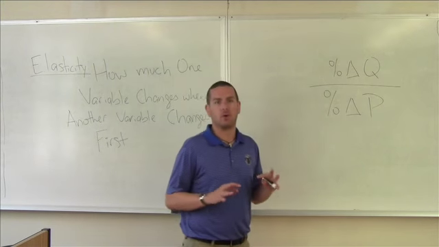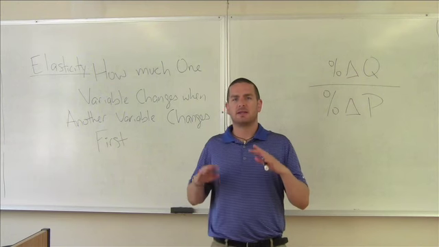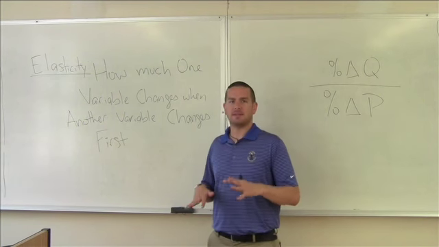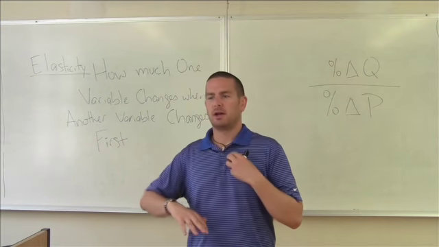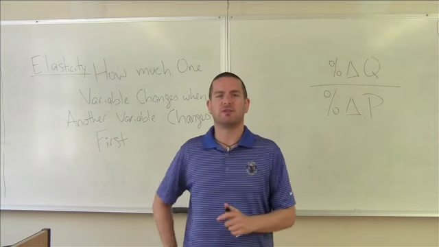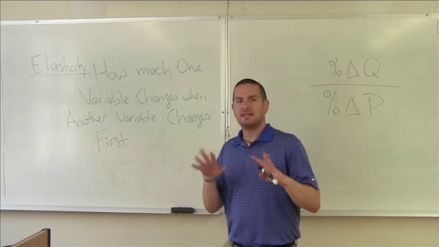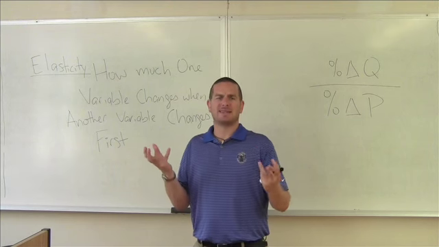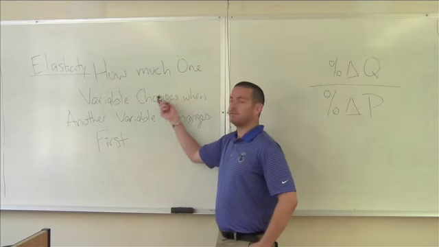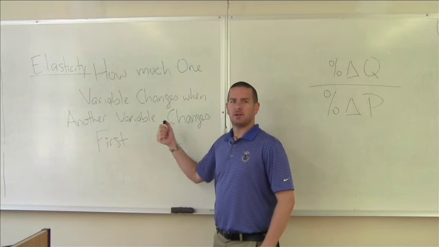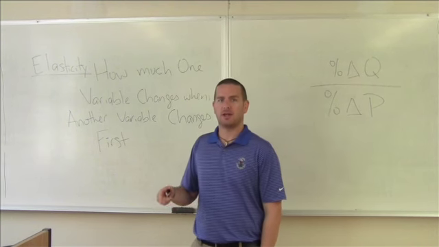At its very core, the easiest way to think about elasticity, because there are many different types of them, say 300 different types of elasticity, is this: elasticity is how much one variable changes when another variable changes first.